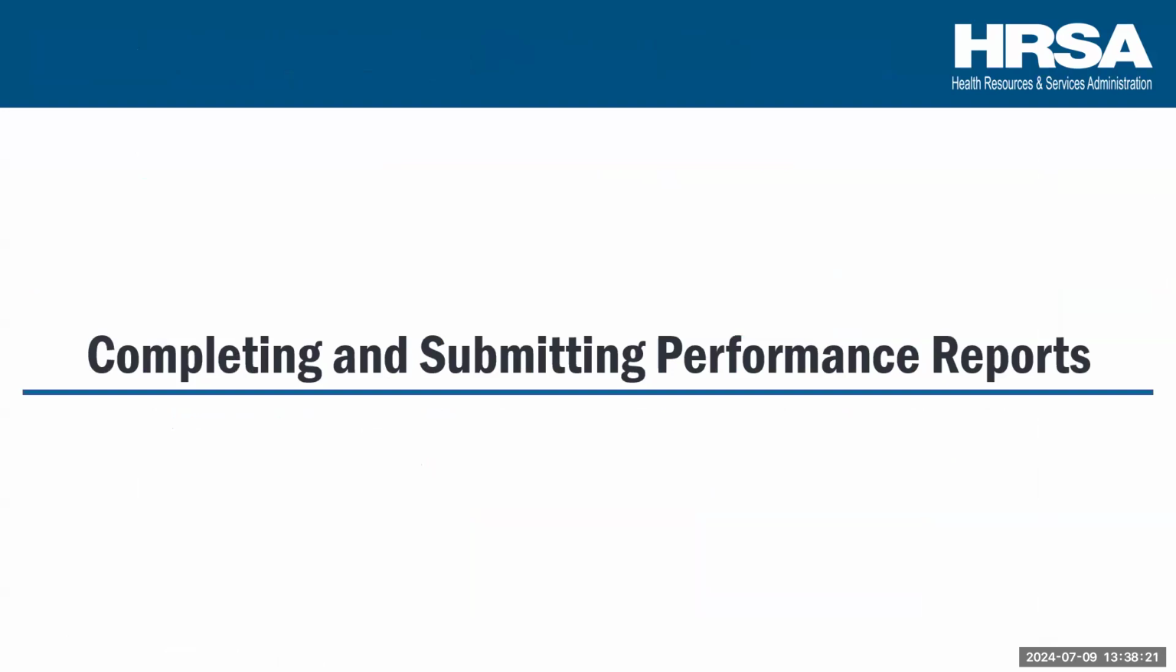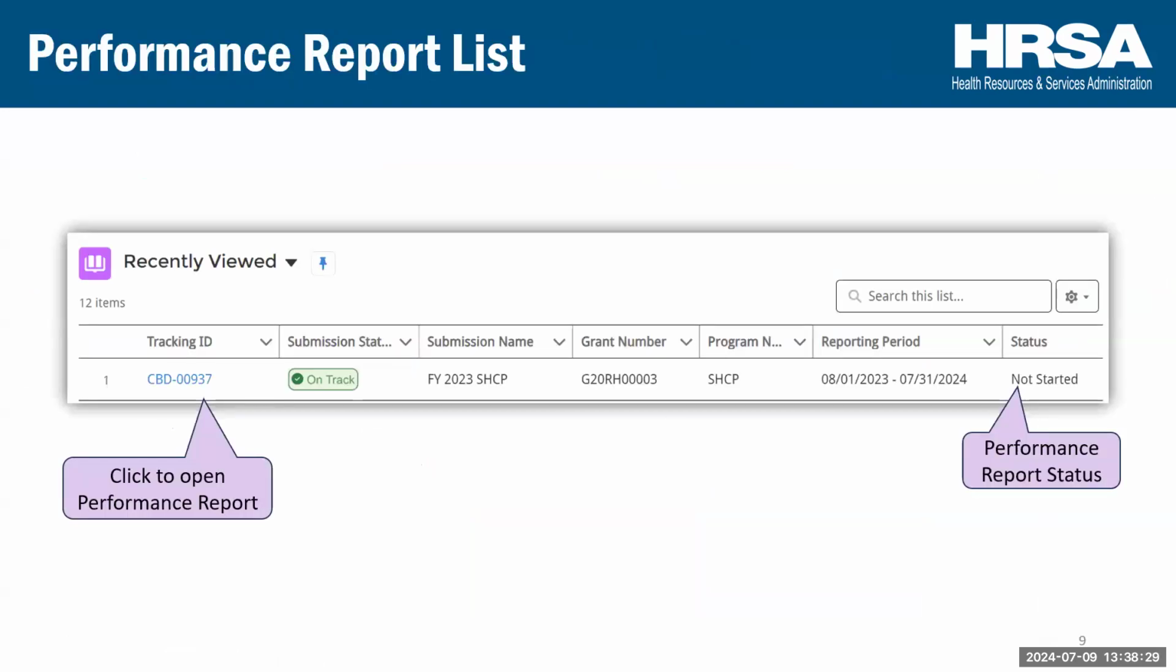Now that you know how to access and navigate the system, let's look at how to complete and submit your performance report. After you've selected the CVD performance report from the top navigation bar or from the widget at the bottom of the home page, you will see the performance report that's assigned to you. Under this view, you can see the tracking ID, the submission status, if it's applicable at this stage, the submission name, your grant number, your program name, your reporting period, and the status of the report. You can access the report by clicking the tracking ID right here.